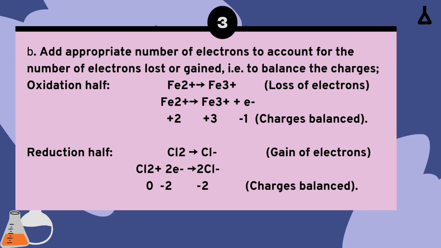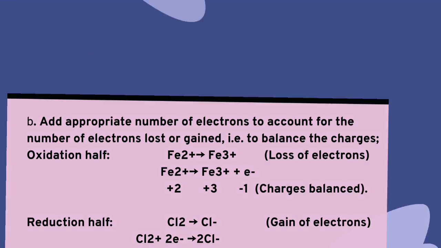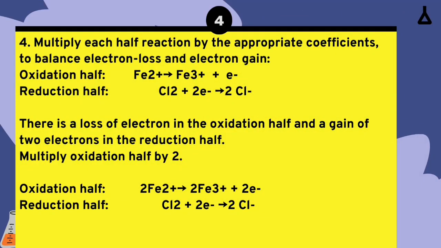And for the reduction half, chlorine in its uncombined state is 0 charged. However, it gives 2 chloride ions, minus 2. So we have to balance charges. So we add 2 electrons to the more positive side, that is, to the reactant side. 0 plus minus 2 is equal to minus 2 at the reactant side and minus 2 at the product side. So here the charges are all balanced at the oxidation half and the reduction half.